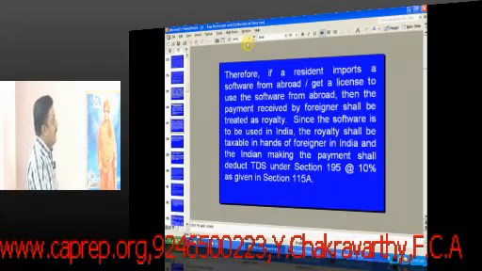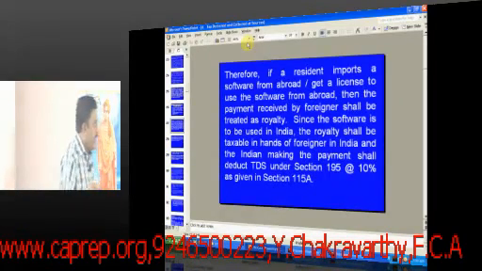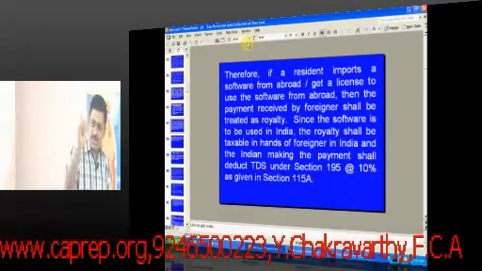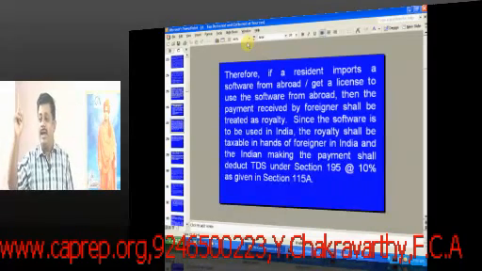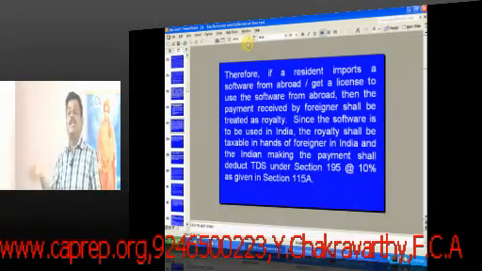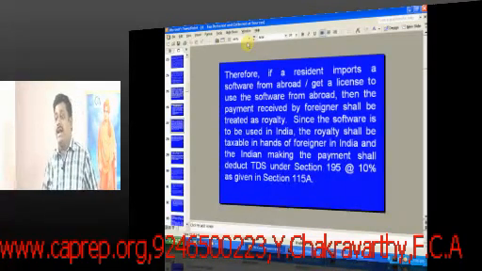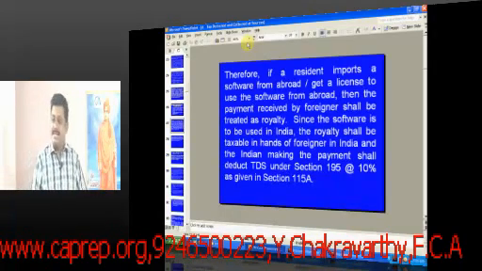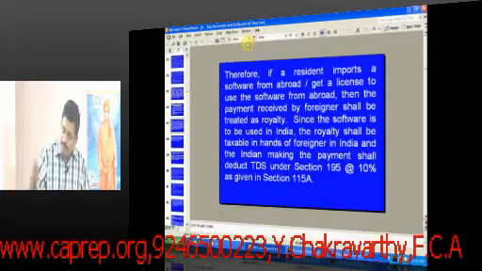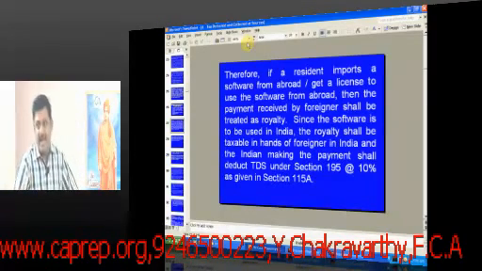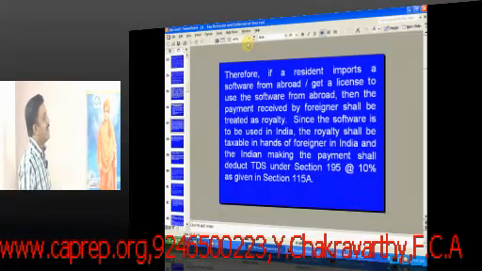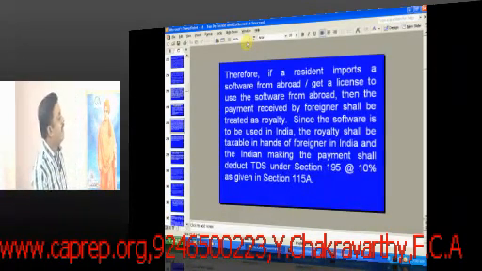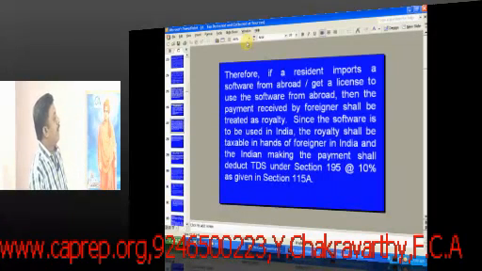So, since the software is to be used in India, the royalty shall be taxable in the hands of the foreigner in India, and section 9 says what? In respect of the royalty in the hands of the non-resident, it shall be income deemed to accrue or arise in India if the payer is going to make use of such an asset for business carried on in India. So, TDS is to be deducted at the rate of 10% as given in section 195.